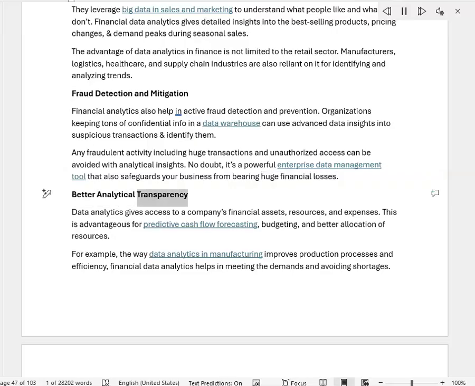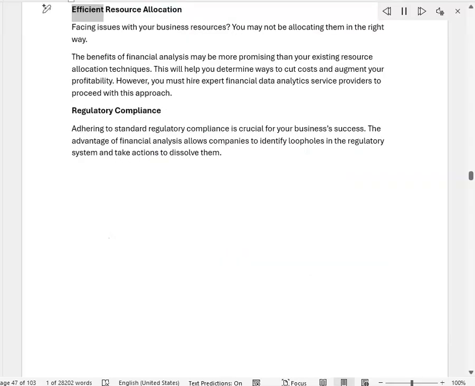Better analytical transparency. Data analytics gives access to a company's financial assets, resources, and expenses. This is advantageous for predictive cash flow forecasting, budgeting, and better allocation of resources. For example, the way data analytics in manufacturing improves production processes and efficiency, financial data analytics helps in meeting the demands and avoiding shortages. Efficient resource allocation. Facing issues with your business resources?